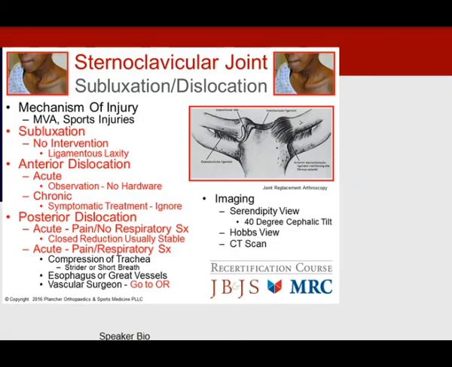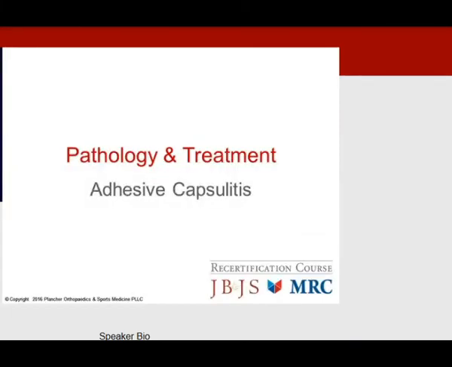On the other hand, posterior dislocation, when acute and painful without respiratory symptoms, a closed reduction can usually occur and it will stay stable. An acute posterior dislocation with pain and respiratory symptoms, though, requires intervention, usually with a colleague like a vascular surgeon, and going to the operating room because there's compression of the trachea and the patient may demonstrate shortness of breath or some stridor.